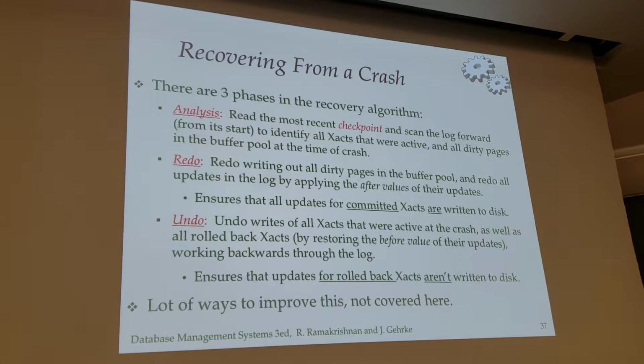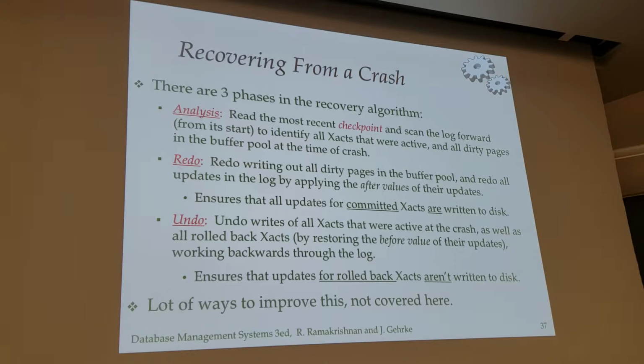So there are 3 phases inside the recovery algorithm, an algorithm called ARIES, of which a friend of mine by the name of Mohan, who was and still is an IBM researcher, was a key author. The 3 phases are analysis, redo, and undo. There are lots of games that can be played improving it, but we're just going to go through the basic algorithm when we get to it.